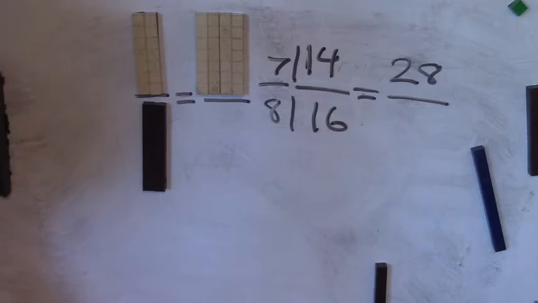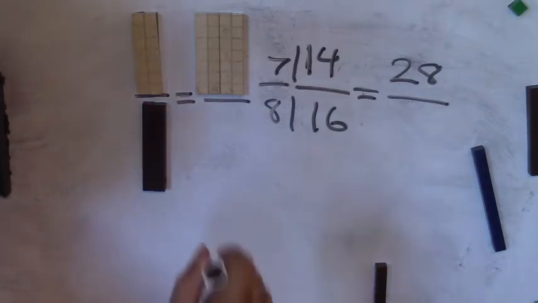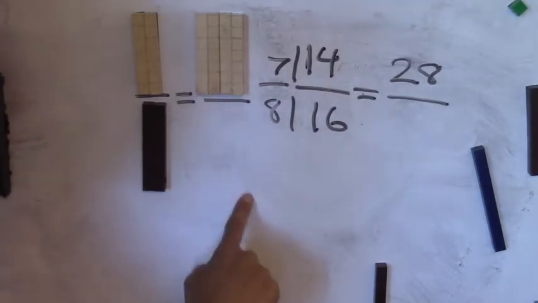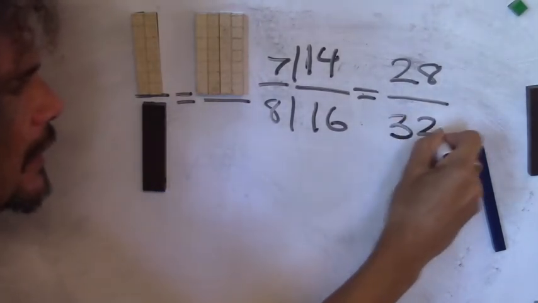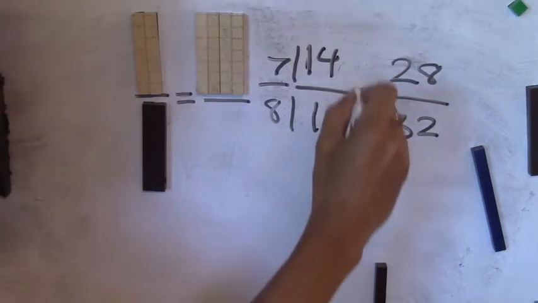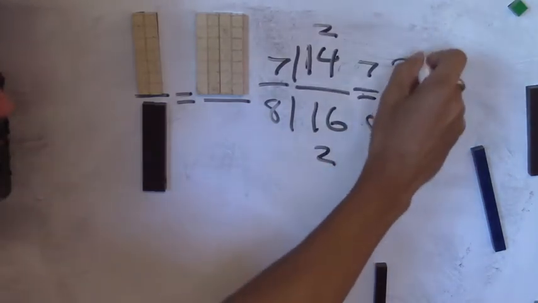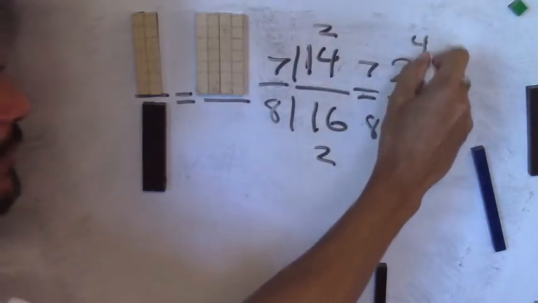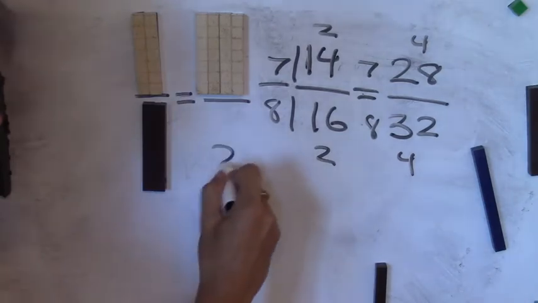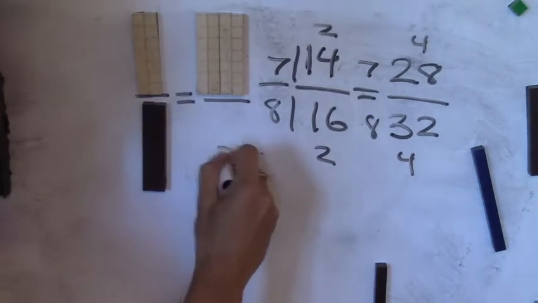Times 4, 8, 16, 24. I like it. Wait, 24? I don't like it. Oh, 32. There you go. It's still 7 to 8. What do we do over here? We moved over by 2, and over here we moved over by 4. Let's write some more. So this has got to be 20. It's 28. This has got to be 32.